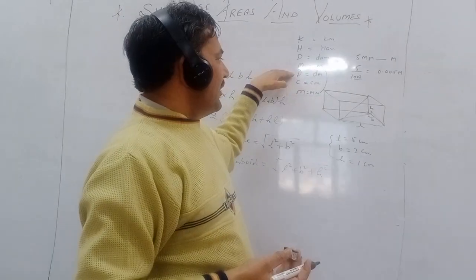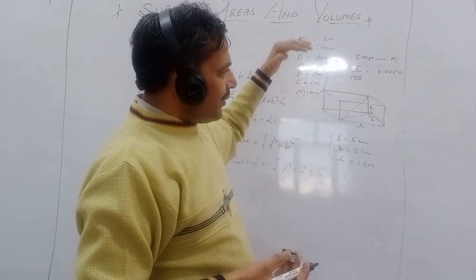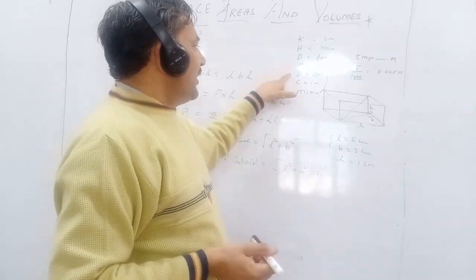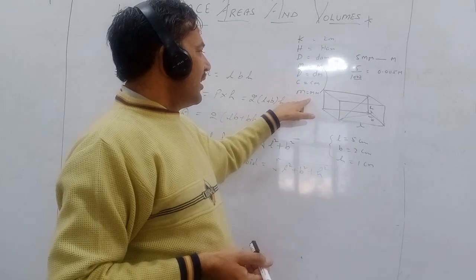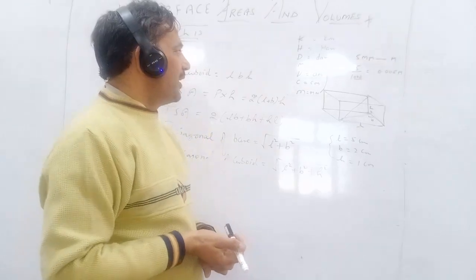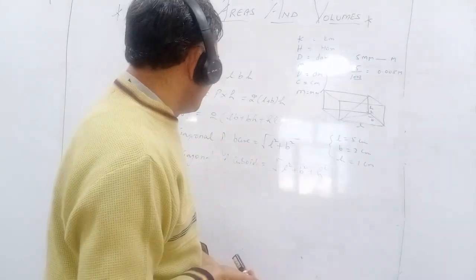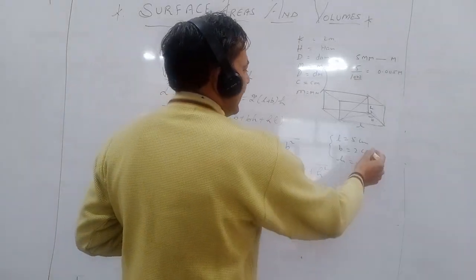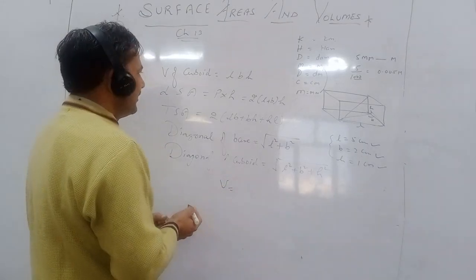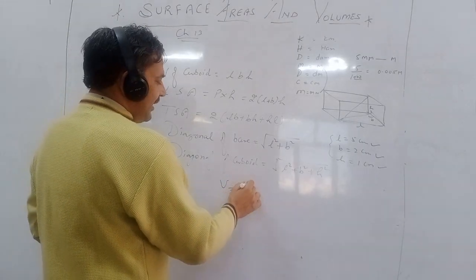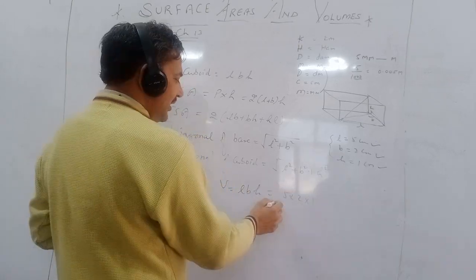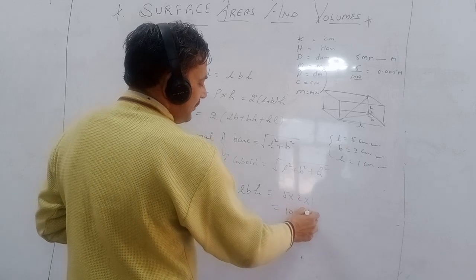If 5 decimeter is given, to convert to millimeter, going upward to downward means multiply. 1 decimeter is equal to 100 millimeter, so 5 decimeter is equal to 500 millimeter. I think it is clear to everyone. Now let's see the question. Length, breadth and height are given. How to find the volume of the cuboid? Volume of cuboid is L, B and H. So you write 5 into 2 into 1, so it comes 10 centimeter cube.